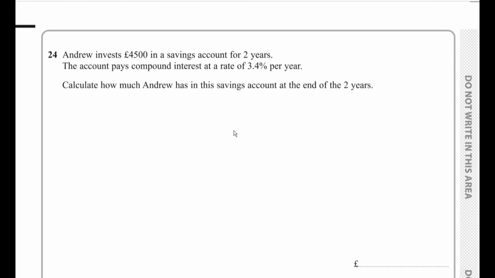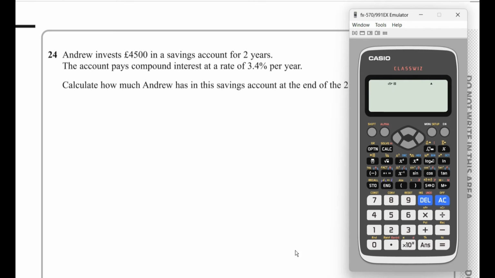Question number 24. Andrew invests £4,500 in a savings account for 2 years. The account pays compound interest at a rate of 3.4% per year. We have to calculate how much Andrew has in the savings account at the end of the 2 years. So we have the original amount 4,500 multiplied by 1.034, so that's the interest rate per year, and then we square this because we are investing for 2 years.